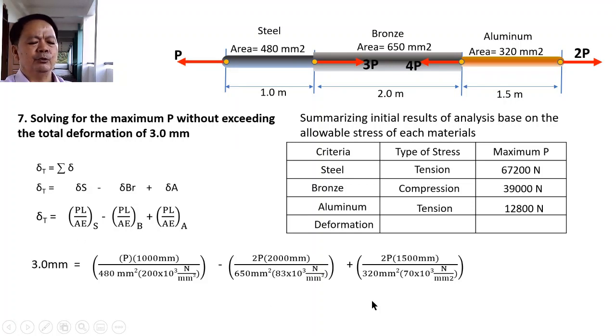And because we have here an equation where P is involved, we can solve for P, so that P becomes equal to 84,611 Newton. So now we can make an observation and make a decision of what is the maximum value of P. Balikan lang natin, kung steel ang pag-uusapan, we have 67. Kung bronze, we have 39. Kung aluminum, we have 12. At kung deformation na pinag-uusapan, we have 84,611 Newton. At dahil aluminum ay pinakamaliit na value, therefore siya yung pinaka-safe.